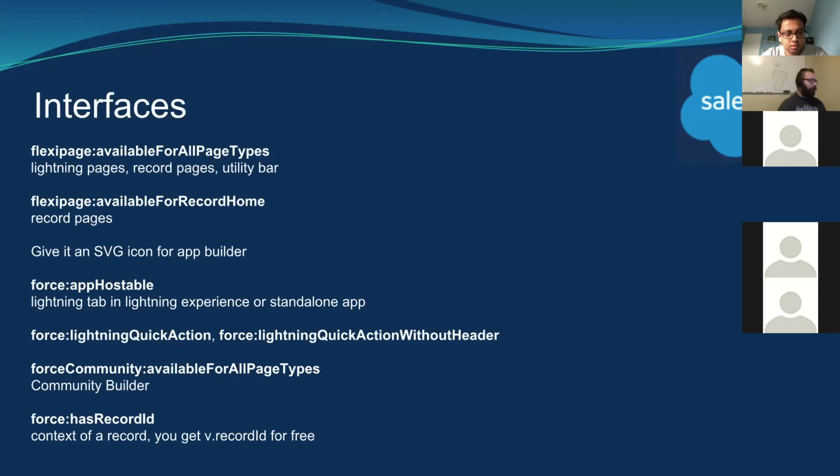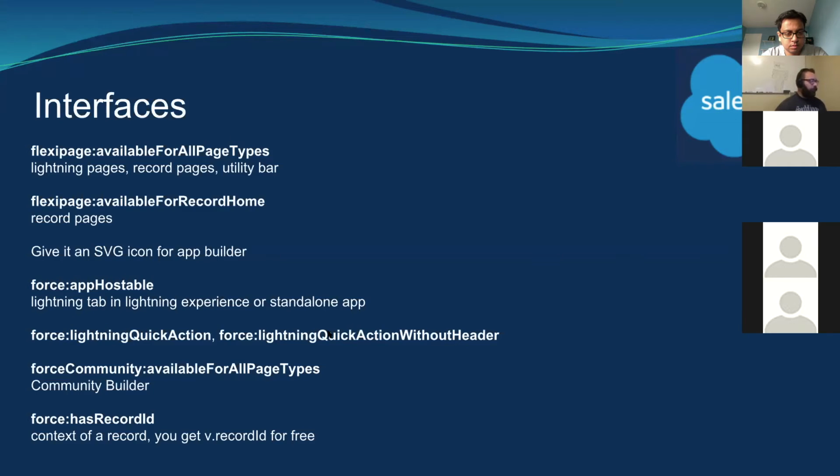You paste in something like a path, SVG path, and it'll draw like a nice icon. So when you're searching for your component in the app builder through all those standard and custom components, it'll stick out and you'll see it nicely. And then force:appHostable is if you want to have it in Lightning Experience as a standalone app, a Lightning tab in Lightning Experience, or a standalone app.